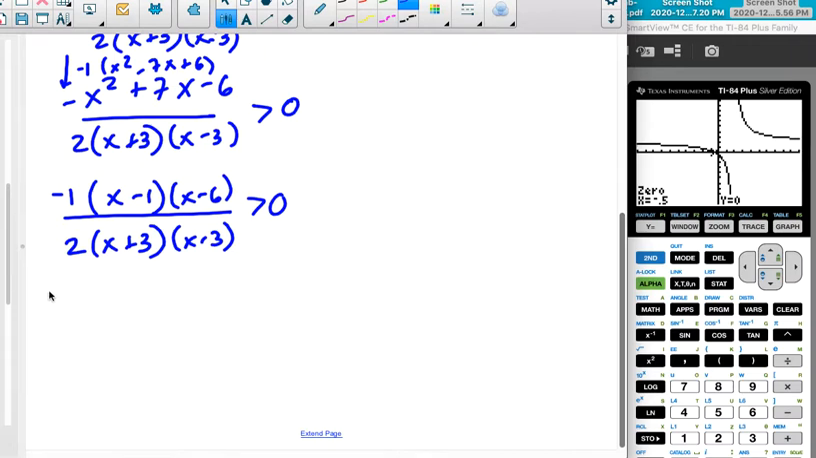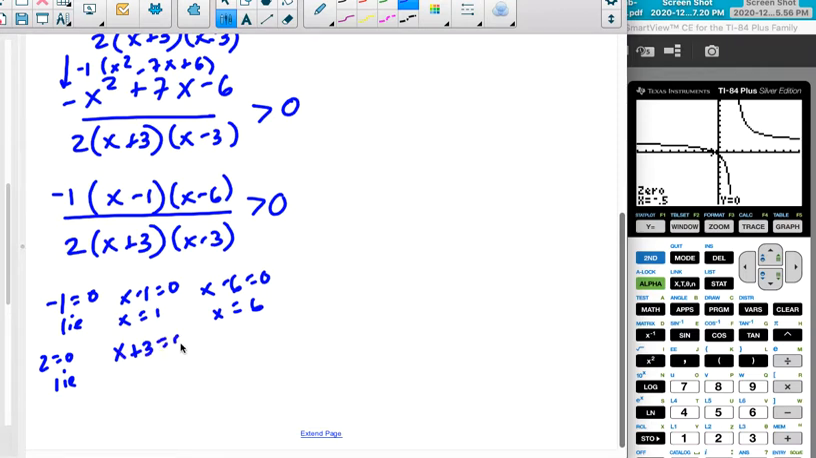So I need to find all those spots where things are 0, right? So negative 1 equals 0 is a lie. X minus 1 equals 0 is going to give me a 1. X minus 6 equals 0 is going to give me a 6. 2 equals 0 is a lie. X plus 3 is 0 is going to give me x is negative 3. X minus 3 is 0 is going to give me x is a positive 3. So these are the factors that need to show up on my sign chart. All of them, including the negative 1 and the 2, especially the negative 1. The 2 is not going to make a bit of difference, but the negative 1 is going to make a difference. So let's go ahead and clean this up.